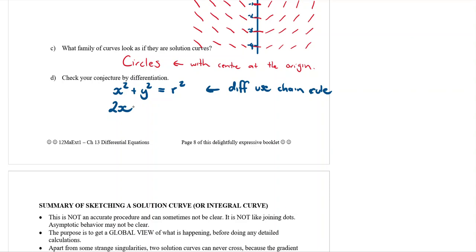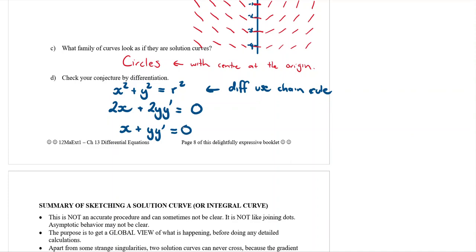There were 2 rules that I gave you. One was for differentiating a y squared and one was for differentiating an xy. Then, when you differentiate a constant, because r is a constant, what do you get? 0. Now if you divide everything by 2, you just get x plus y dash equals 0.